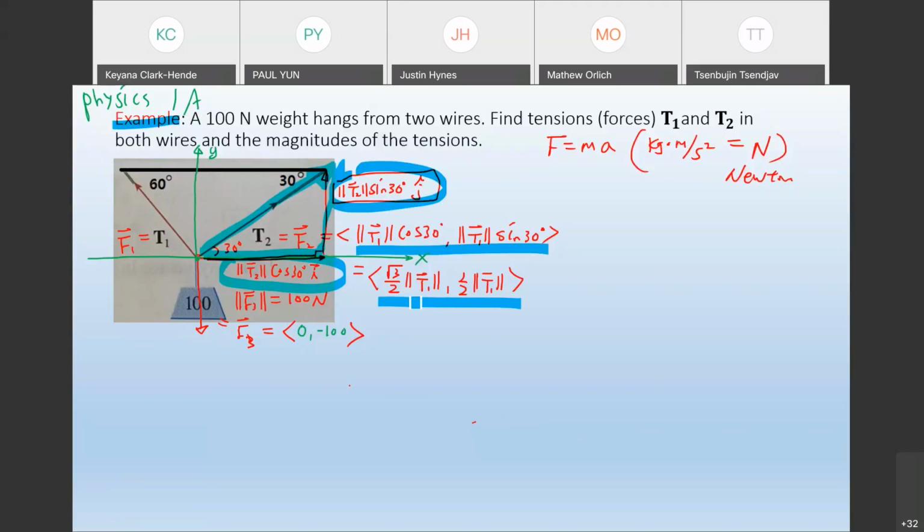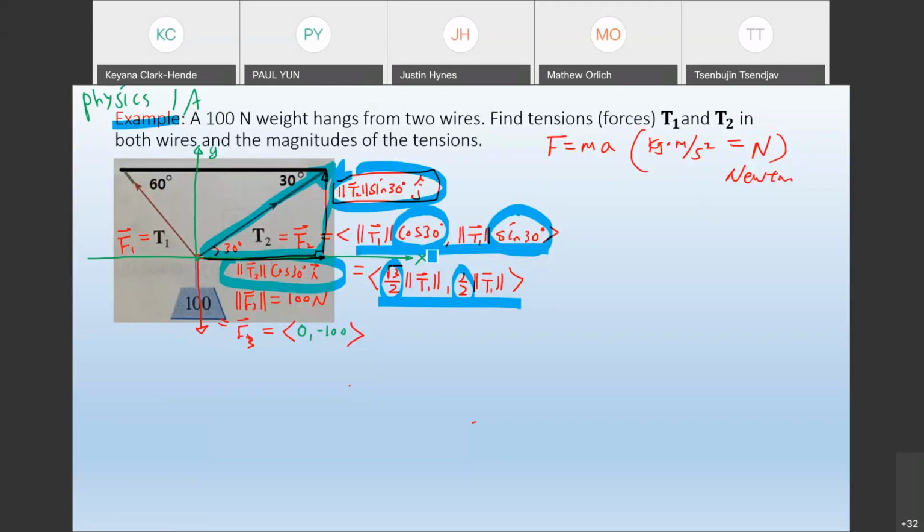Where did you get 3 over 2? It's not 3 over 2. Cosine 30, Justin. Square root 3 over 2. What is the cosine 30? Oh, I see it. Yeah, that's okay. Sine is 1 over 2, right? Okay. So far, so good.